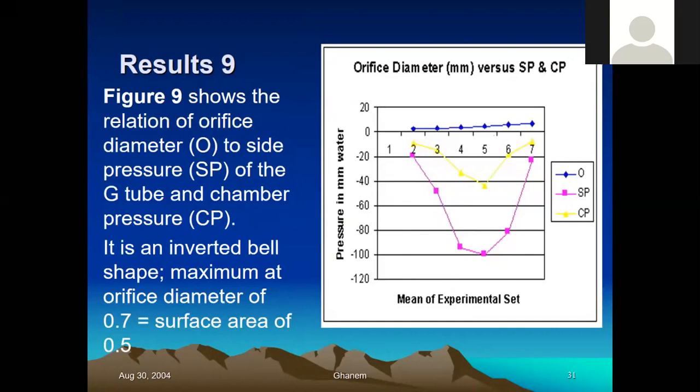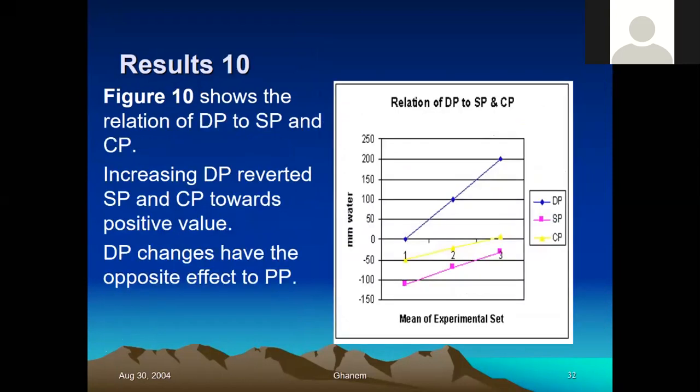This demonstrates the relation between the distal pressure to the side pressure and the chamber pressure. It shows that increasing the distal pressure reverts the side pressure and the chamber pressure from negative to positive, and it goes higher as the distal pressure goes higher.